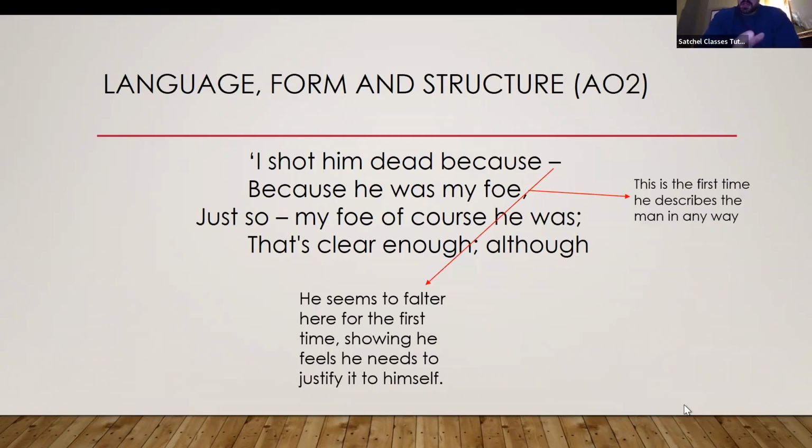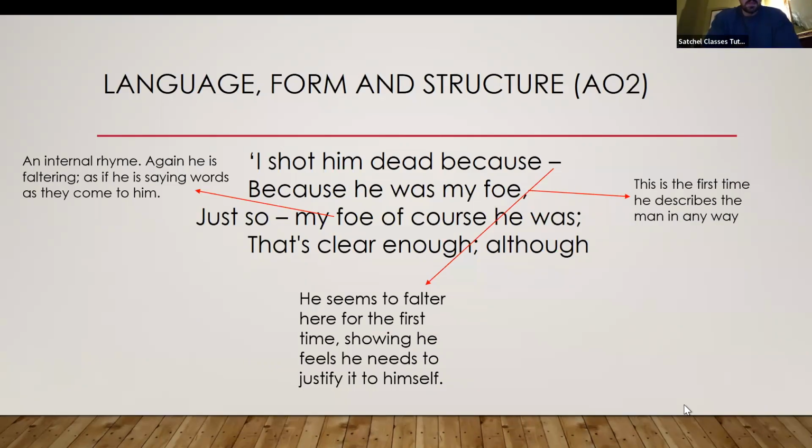And it's the first time he describes the man he killed in any way as being his enemy. We don't get any other description of him. He touches on the fact he might be an infantryman before, but actually the fact he's his enemy is the only real description we get of him. We have this internal rhyme of "so" and "foe", and the repetition of "foe" there, but "so" and "foe" in the third line.